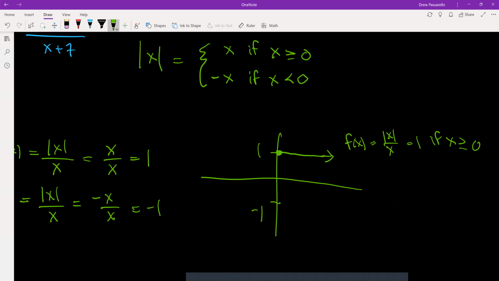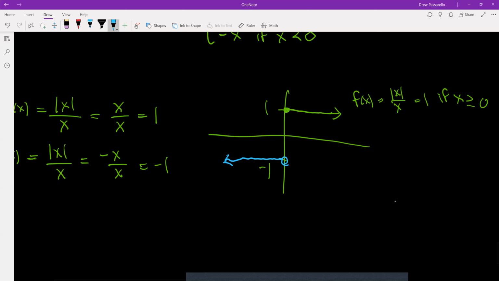I'll use a different color for the other portion. The other portion is negative 1, but since it's less than 0, I put a hole here. I don't include that. And then everything to the left of 0, it's negative 1. So that portion, it's f of x equals absolute value of x over x, which we said comes out to be negative 1 if x is less than 0. And since it has a less than sign, that's why there's a hole.